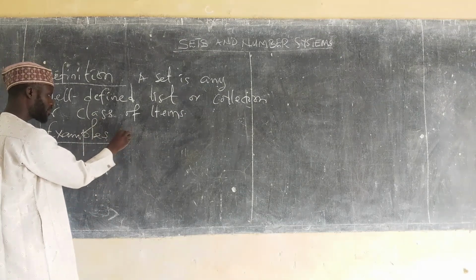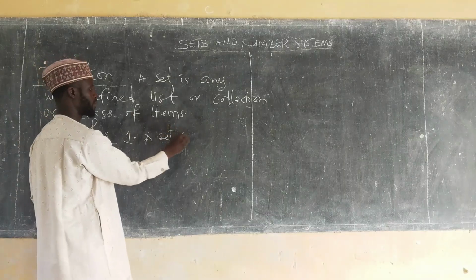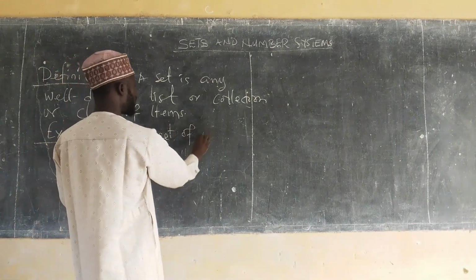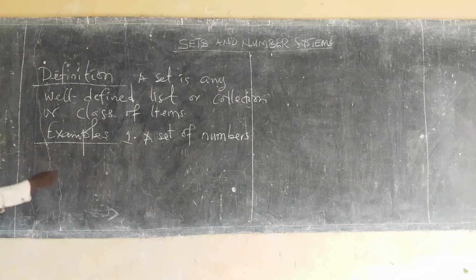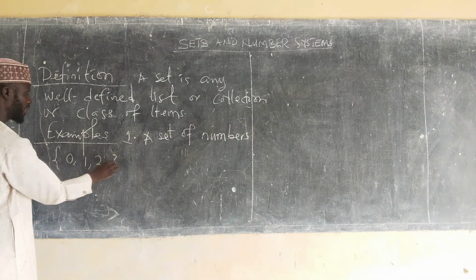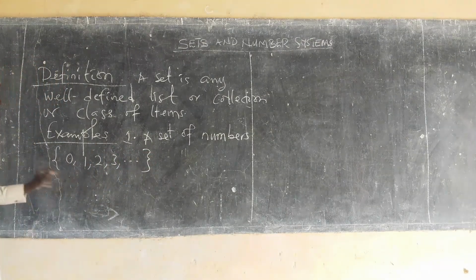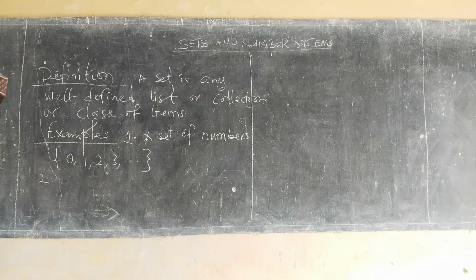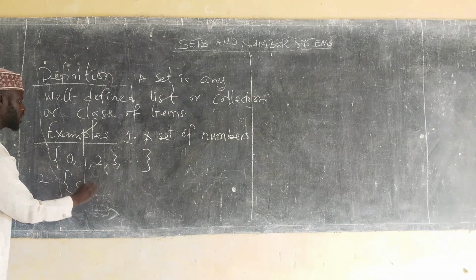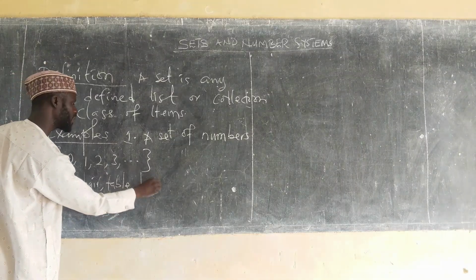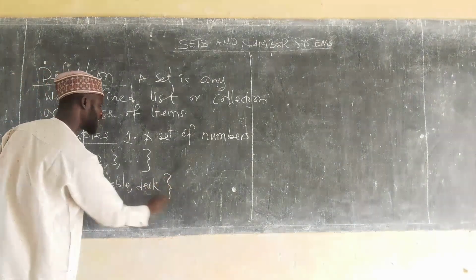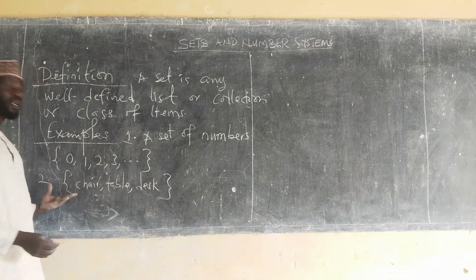Example number 1, a set of numbers. We mean here the counting numbers. We denote this by 0, 1, 2, 3, and so on. This is a set. Number 2, a set containing chairs, chair, table, desk. This is a set. It's a set of furniture.